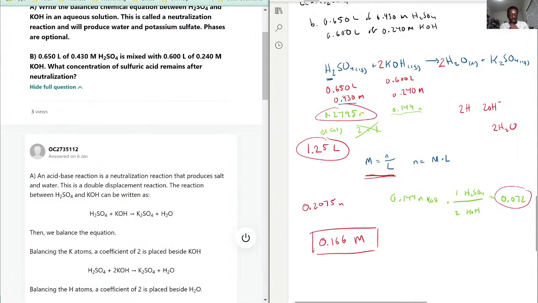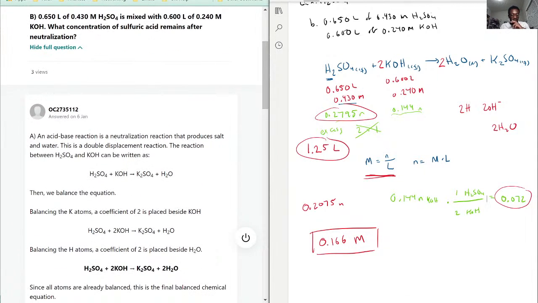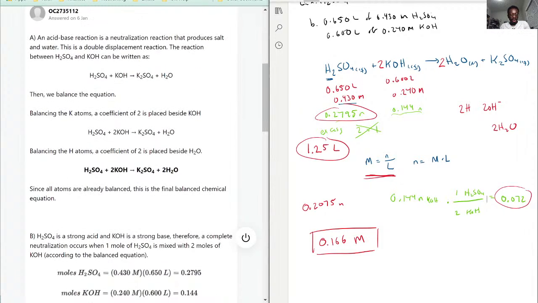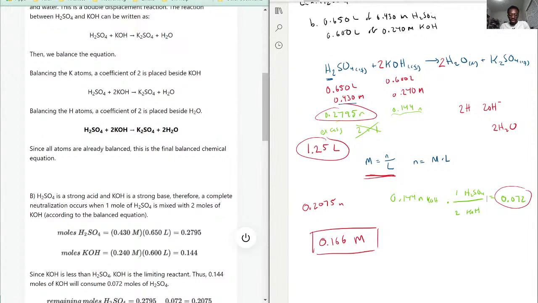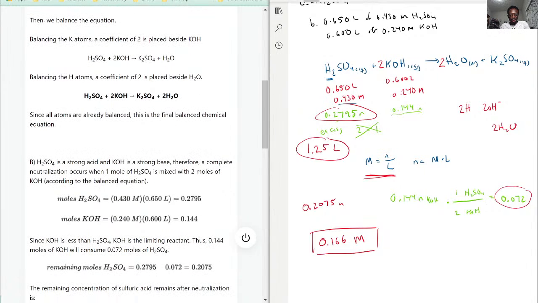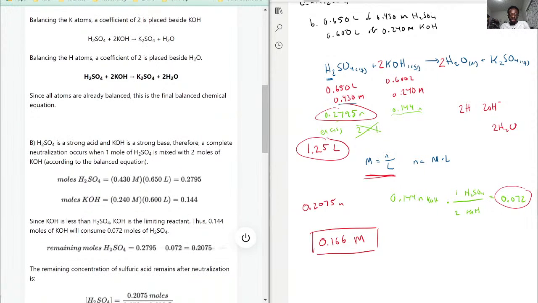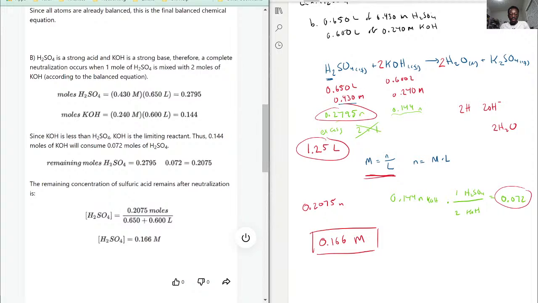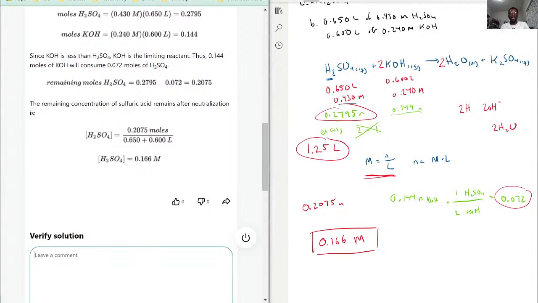Hopefully you can see the steps here. They balance the equation to have 2 KOH and 2 H2O. And then they have this 0.2795, 0.144, yep, 0.2075, and they divide by the new total volume, and they do get 0.166 concentration. So this is perfectly done. This is correct.